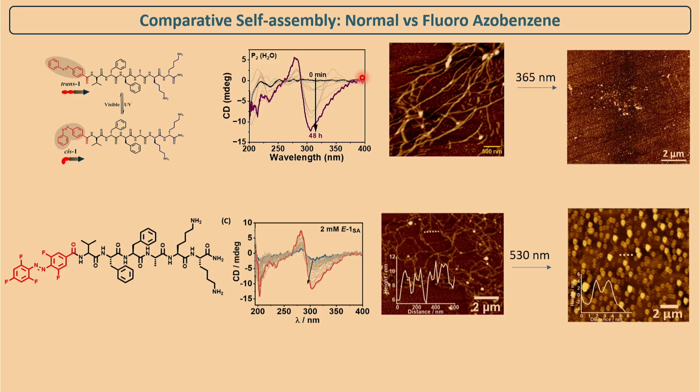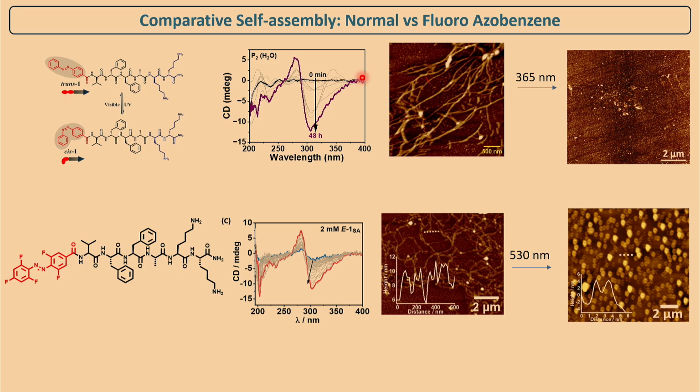Another interesting thing is that when you go from normal azobenzene to fluorinated azobenzene, you can follow it by circular dichroism. The entire self-assembly, from monomer to the self-assembled structure, takes almost 2 days to form. It really takes time. But with fluorinated azobenzene, it happens within maybe 4 or 5 hours. So from 2 days, you can get your self-assembly to these nanofibers, seen in this AFM image, so quickly.